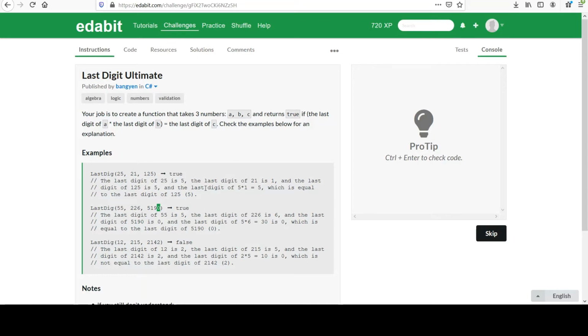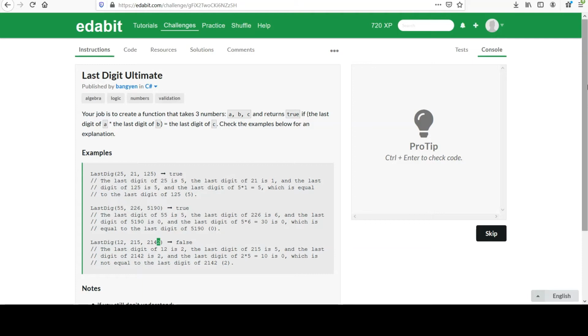Feel free to look through the other examples. It works out nice here where you've got the 5 from 25, the 1 from 21. You multiply 5 by 1 and get 5. It's a single digit, so there are no problems. And that's equal to the 5 in 125. Finally, in your third example, you grab the 2 and the 5, you multiply those together and it makes 10. You take the last digit of 10, which is a 0. You compare it to 2, which is the last digit in the third parameter, and they're not equal, so you return false.